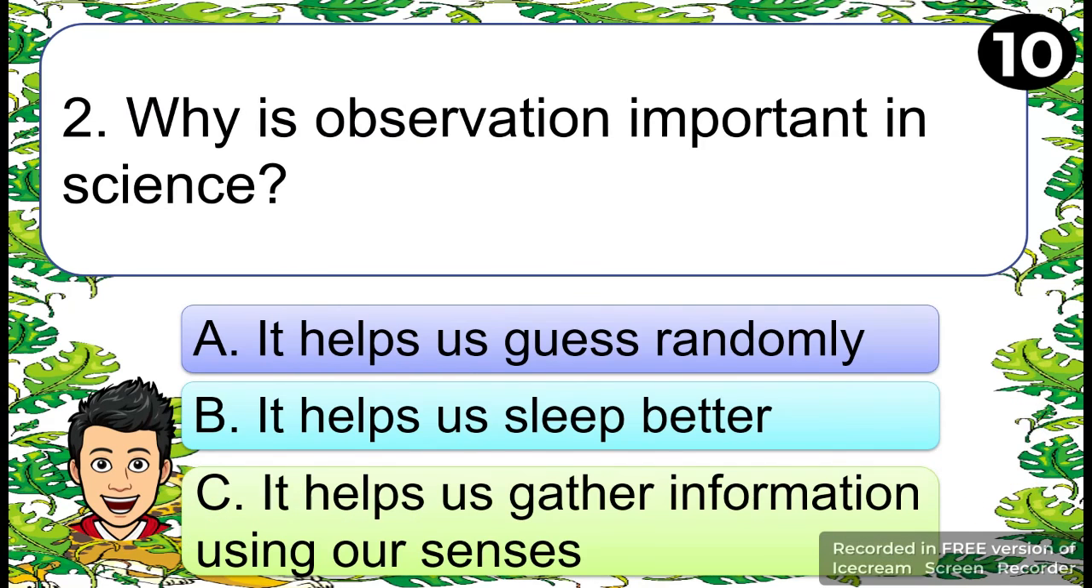Number 2. Why is observation important in science? A. It helps us guess randomly. B. It helps us live better. C. It helps us gather information using our senses.